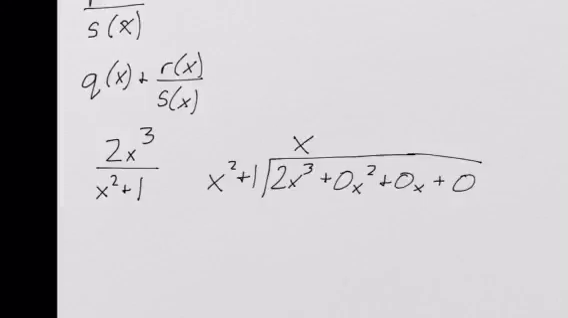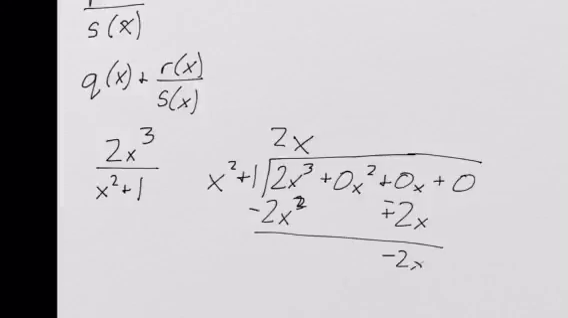So I get 2x out of that. So 2x squared, 2x cubed plus 2x. Subtract those off. So I get a minus 2x. So all I have left is that. So I get plus, or I'll actually write it minus 2x over x squared plus 1.